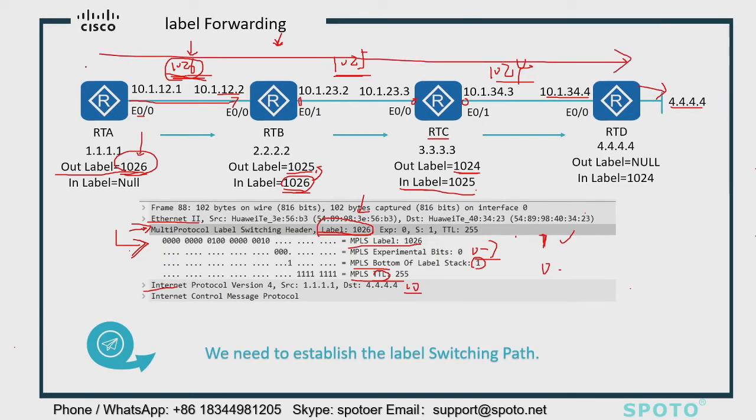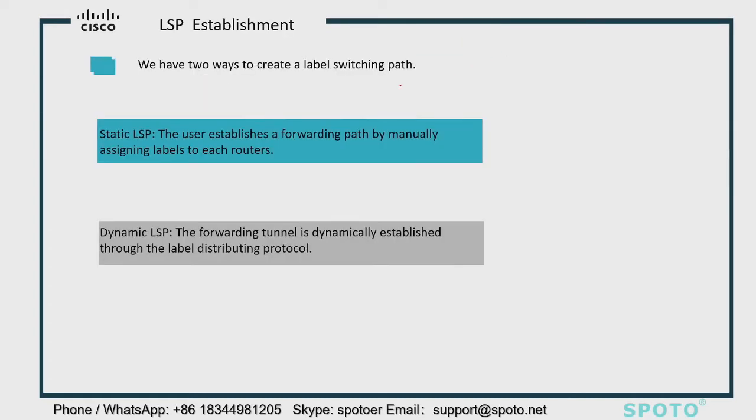This red line forwards the packet from RTA to RTD. This is the label switching path, and I can call it LSP. When we're trying to establish the LSP, we have 2 ways here. The first one is the static LSP, and the second one is the dynamic LSP, just like the routing protocol. For the first one, when we use the static LSP, the user establishes a forwarding path by manually assigning the labels to each router.